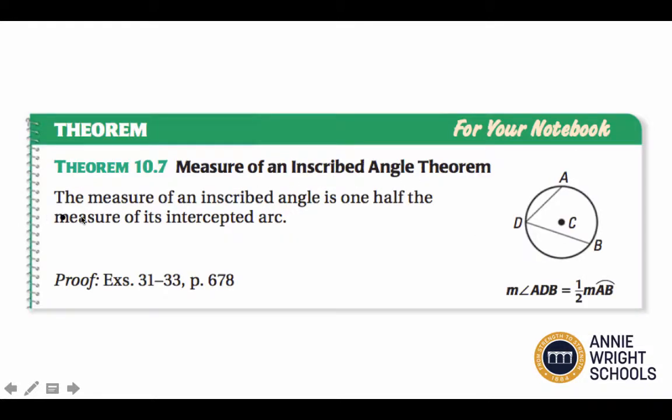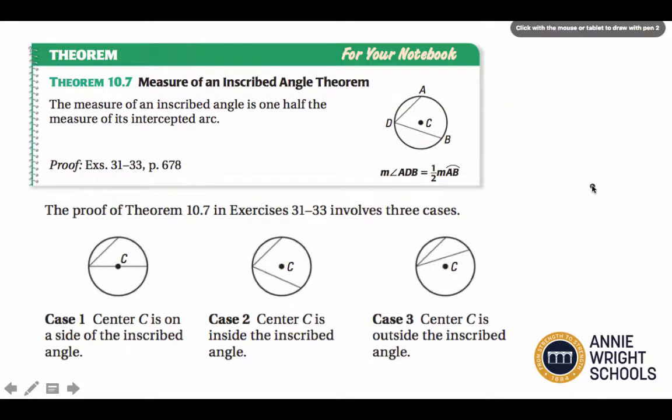Interesting theorem: the measure of an inscribed angle is half the measure of the arc. So the measure of the arc is the measure of the central angle, and the measure of the inscribed angle is half this central angle, half the intercepted arc. Let's take a look at the proof.